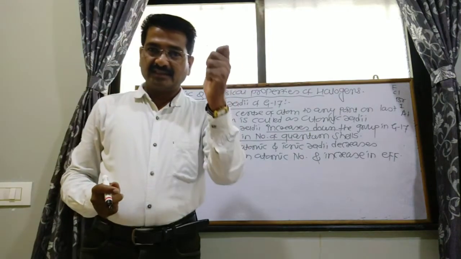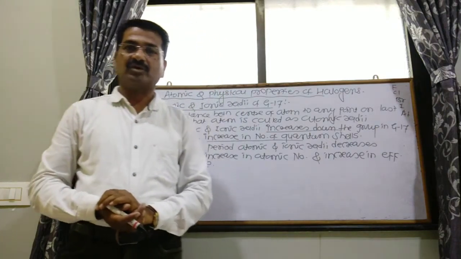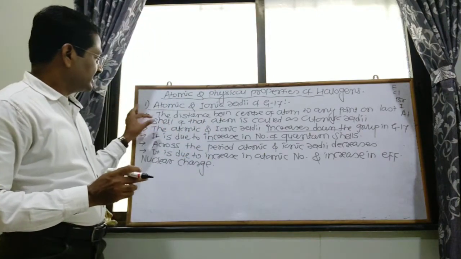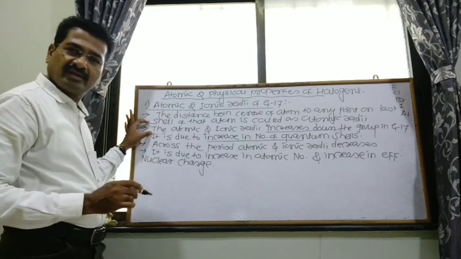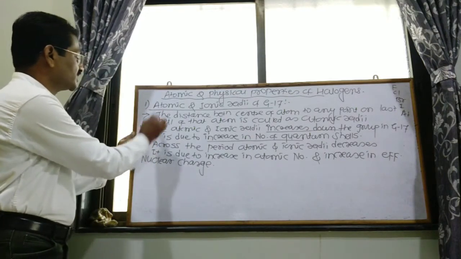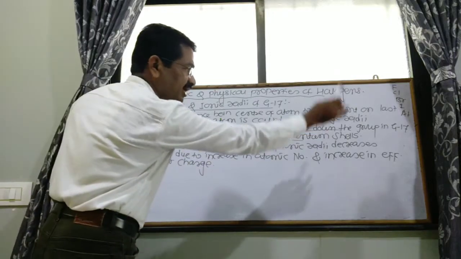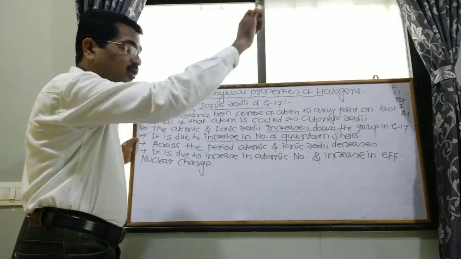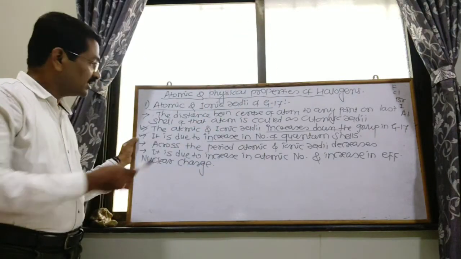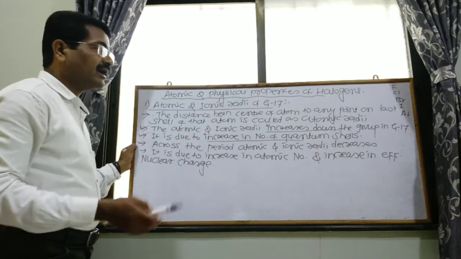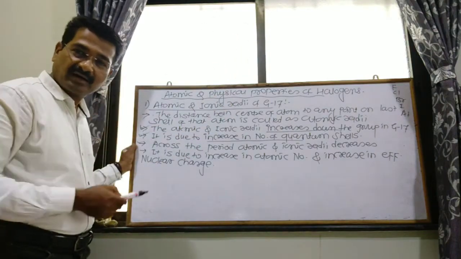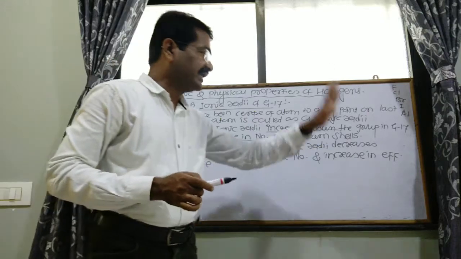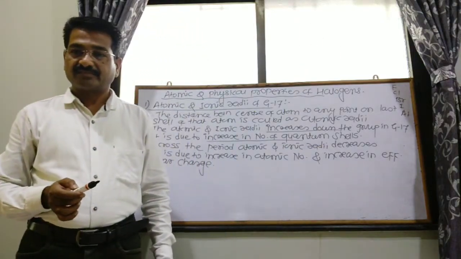So this is the accurate answer for the atomic and ionic radii of G17 for 2 marks. The first point, the definition, is not required. This point shows the trend: atomic and ionic radii increase down the group, half mark. Then its reason, due to increase in quantum shells, half mark. Then across the period, atomic and ionic radii decrease, carries half mark. Why does it decrease? Due to increase in atomic number and increase in effective nuclear charge.